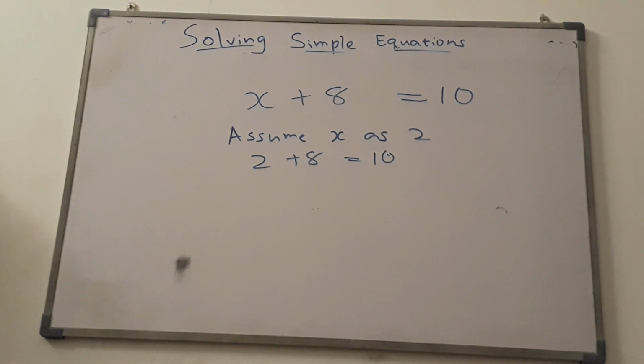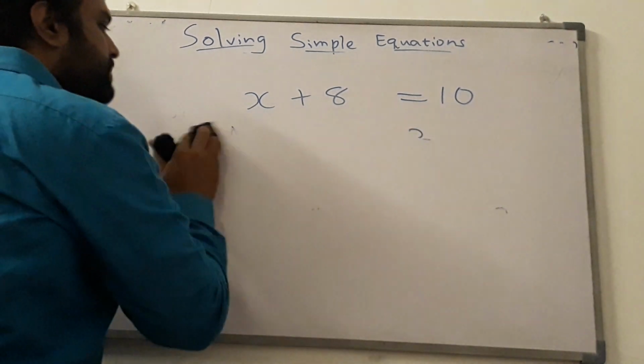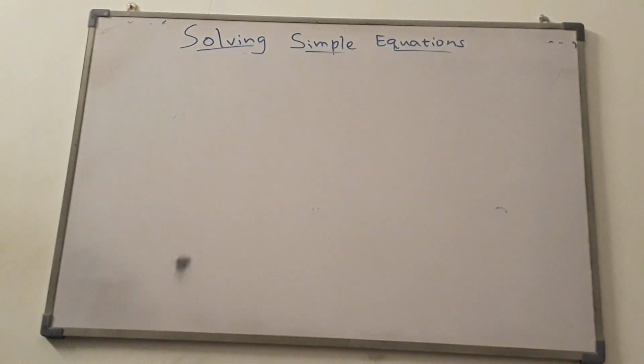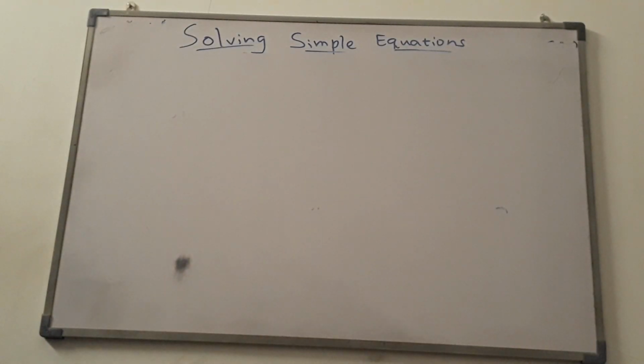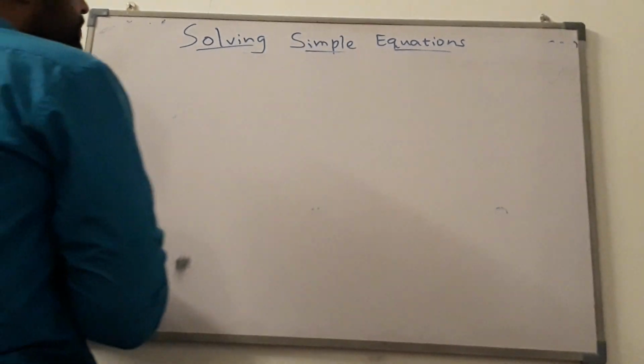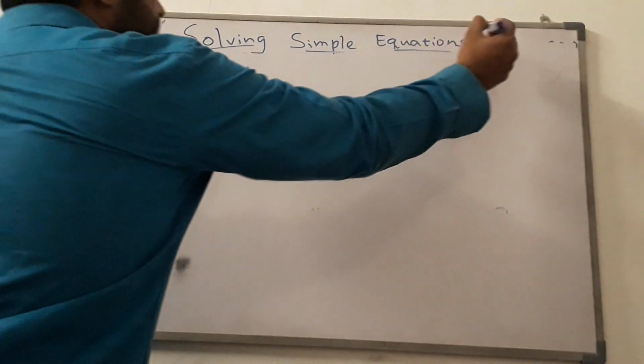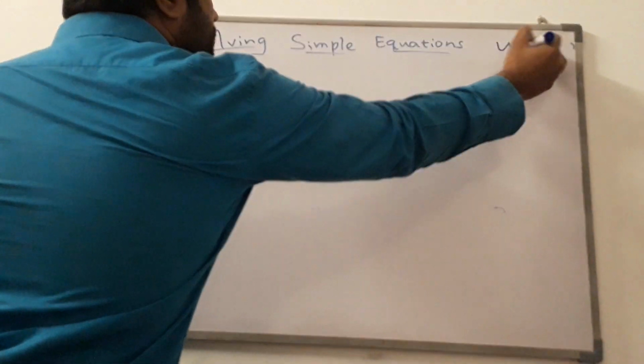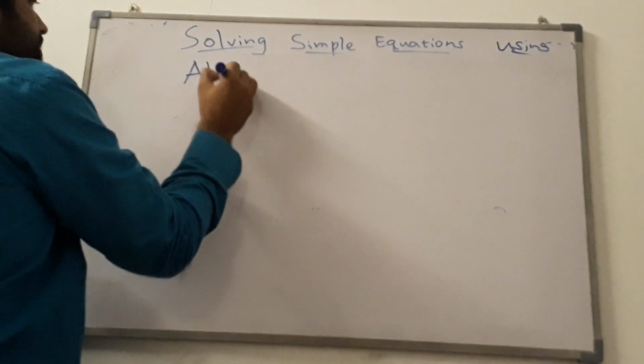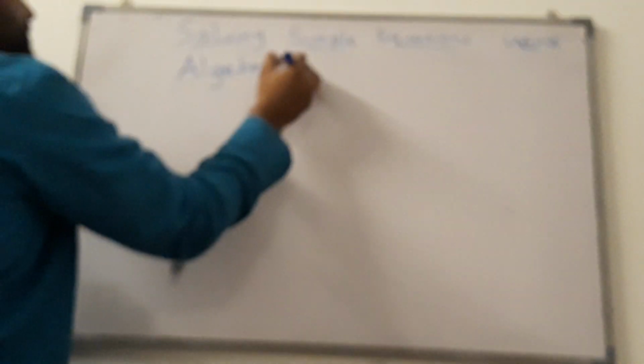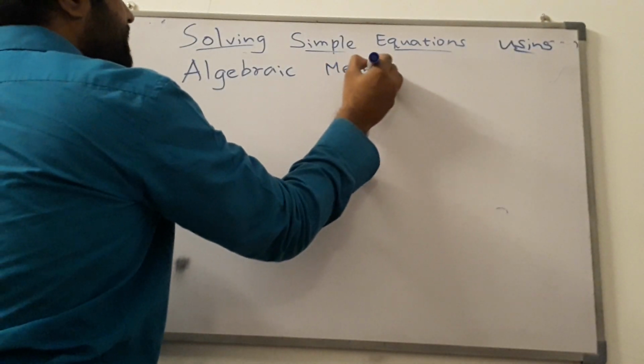But more often, we can't use this method. That means assumption cannot be used in most of these occasions. So what we have to do is make use of the algebraic method in solving simple equations. Solving simple equations using algebraic methods.